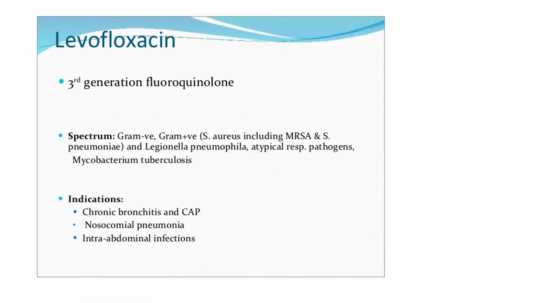Most commonly used fluoroquinolones include levofloxacin. Levofloxacin comes under the third generation of fluoroquinolones, very active against gram-negative and gram-positive bacteria, plus Legionella, atypical respiratory pathogens, and Mycobacterium tuberculosis. Their most common indications include community-acquired pneumonia and chronic bronchitis, plus nosocomial pneumonia and intra-abdominal infections.